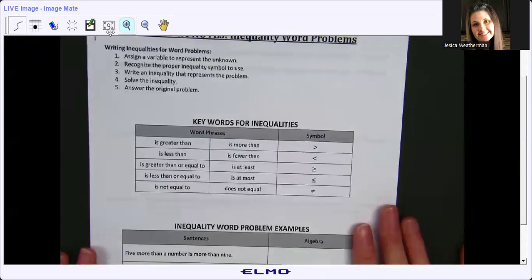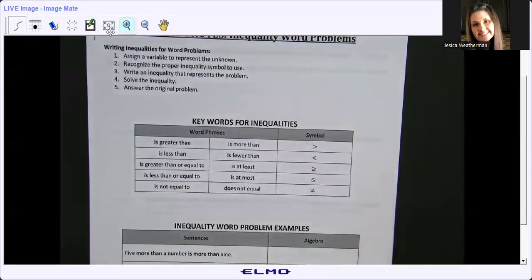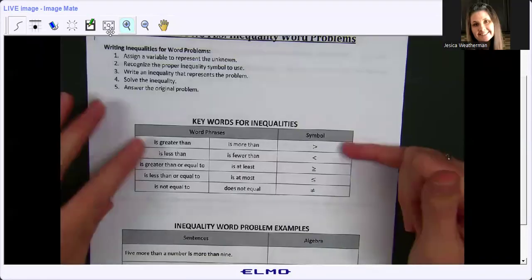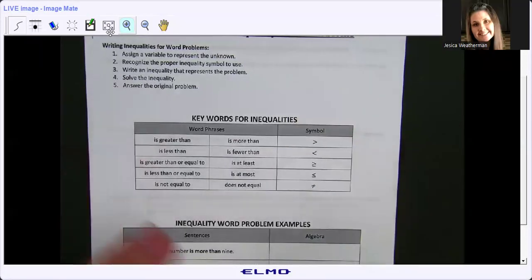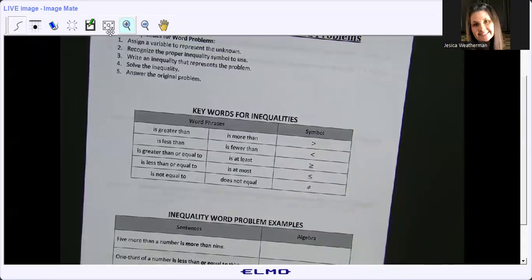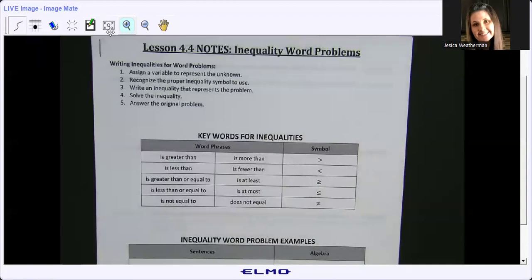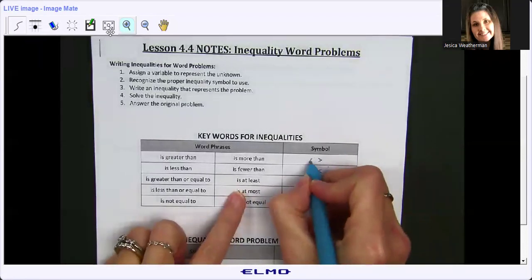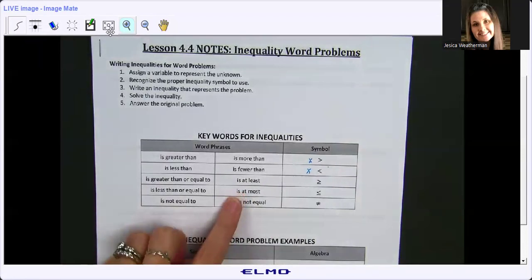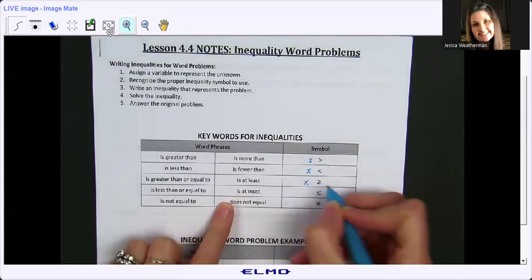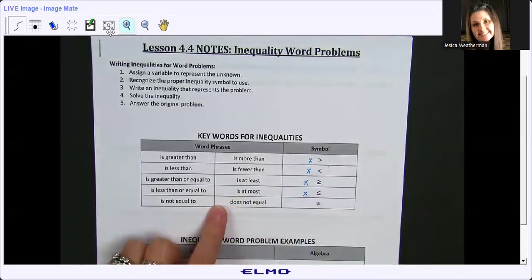So let's go ahead and look at our symbols. We've been graphing and solving, so we're pretty familiar with these, but we have greater than. And remember, I said that you need to read it from the variable side. So I'm going to put the variable where it needs to go. So this would be x is greater than, and this would be x is less than. Is greater than or equal to, x is less than or equal to, and then x not equal to.